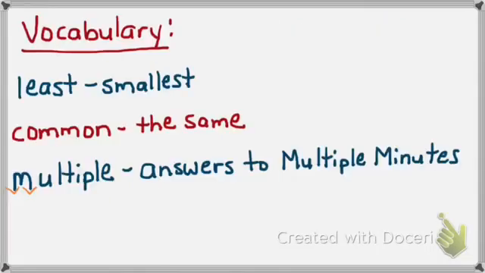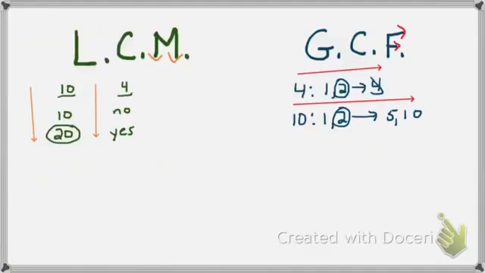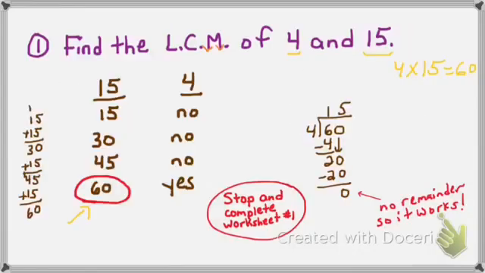So let's review. Least means smallest, common means the same, and multiples are the answers to the multiplication tables. LCM and GCF are both acronyms with 3 letters. They commonly get confused, so we focus in on our last letter, and in LCM we have the 2 lines that face down, reminding us that we'll do our work from top to bottom. GCF, we have the 2 lines that face left to right, reminding us that we'll do our work from left to right. Again, it is different work. It's just hopefully that the direction will remind you what type of work you need to do.